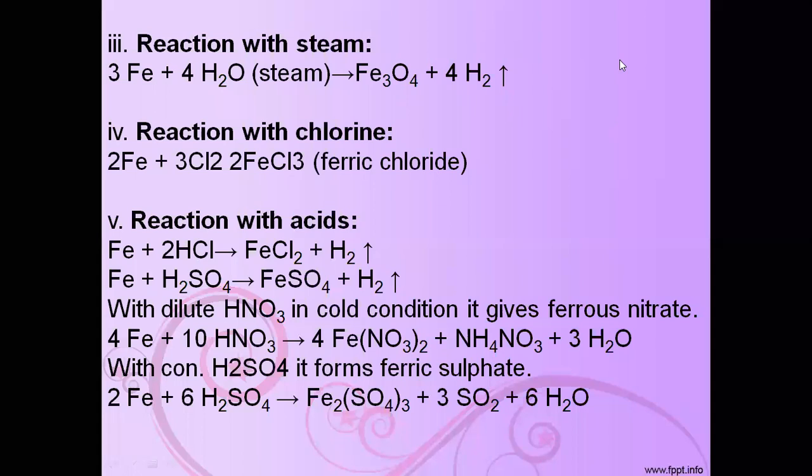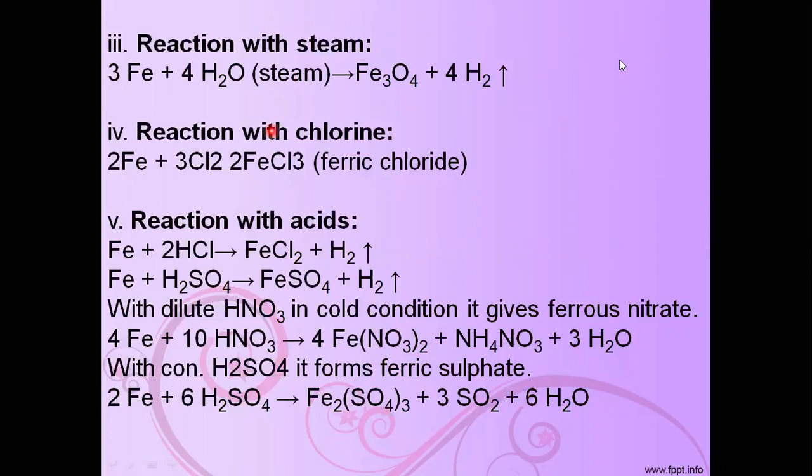Next chemical property is the reaction with steam. When red hot iron is passed through steam, magnetic oxide is formed. That is 3Fe plus 4H2O, where 4H2O means steam, gives Fe3O4 plus 4H2 liberated. So when red hot iron is passed through steam, magnetic oxide is formed.